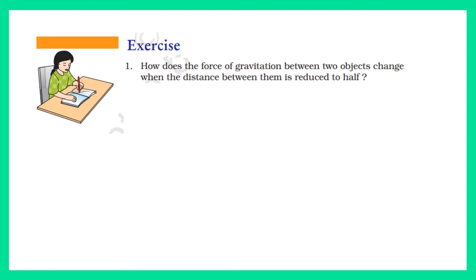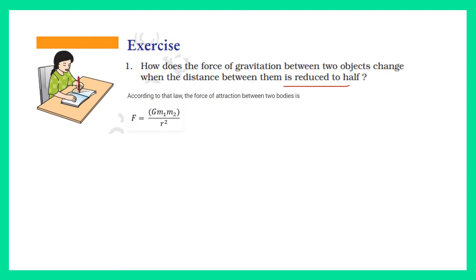The first question from your exercise is: how does the force of gravitation between two objects change when the distance between those two objects is reduced to half? Okay, if the distance between two objects is reduced, how will the force of gravitation change? So here is the solution.